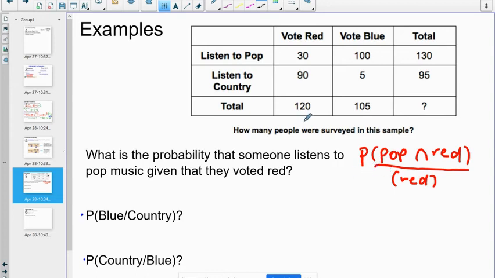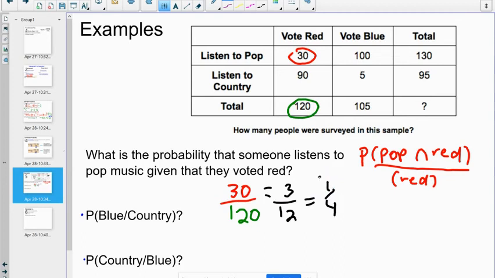So the probability of pop and red here is 30. So I'm going to write 30 in the numerator, and then over the probability of red total, which is 120. So 120 is your denominator, and that's going to reduce. You can divide both by 10, you get 3/12, but then you can also divide by 3 and get 1/4. So that is equivalent to 1/4.